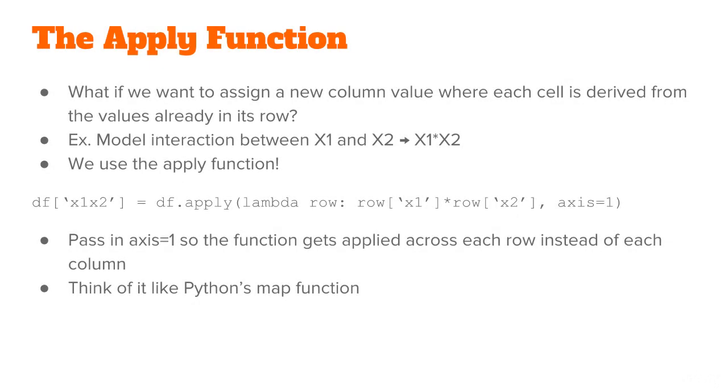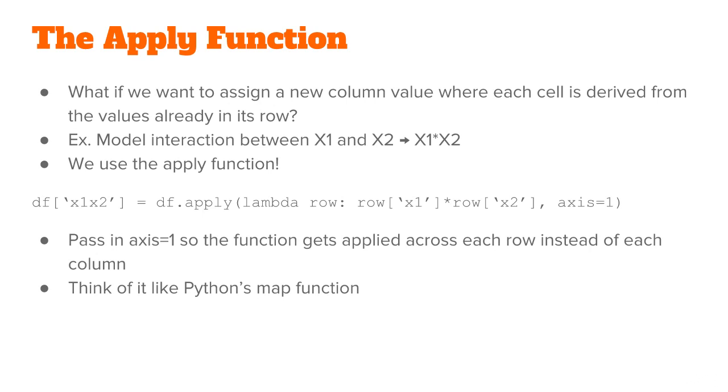In this lecture, we are going to answer the question, what do we do if we want to assign a new column value based on the other data in its row? For example, we might want to model an interaction effect between the column x1 and x2, so we would want a new column that's equal to x1 times x2. The way to do this is with the apply function.